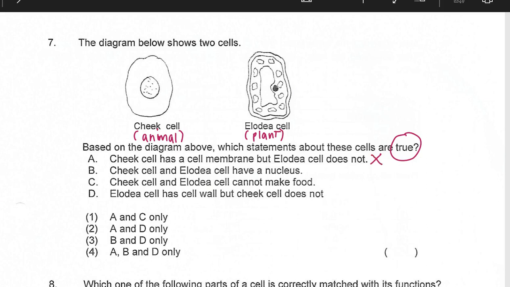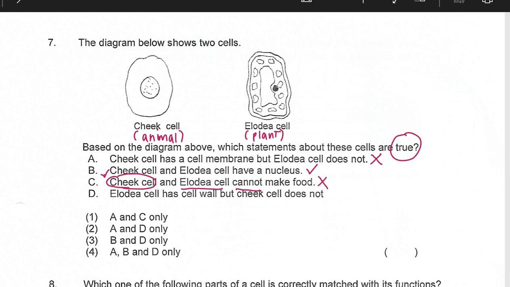Cheek cell and elodea both have a nucleus. This is true. No matter what kind of cells you are, you have a brain over there. Cheek cell and elodea cells cannot make food. Is it true that cheek cell cannot make food? Yeah. Not true. For animal cells, cheek cells, we are animals, we have our cheeks. We cannot make food, yes. But for elodea, which is a plant cell, they are able to make food. So this is actually false.